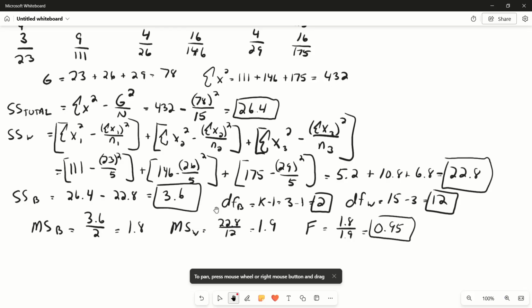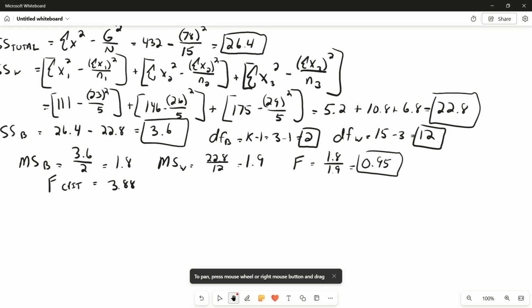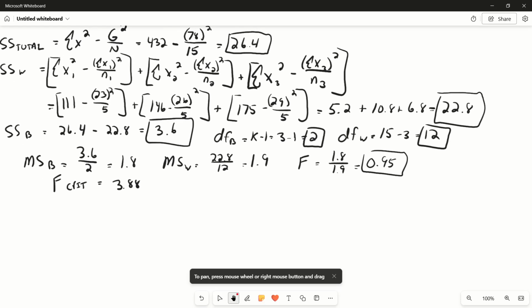And we're back to the whiteboard, 3.88. So the F critical for 2 and 12 degrees of freedom is 3.88. Obviously, our F obtained is 0.95. This obtained value is not more extreme than the critical value. So shockingly, we are failing to reject the null. So here we fail to reject the null because our obtained value is 0.95. Our critical value is 3.88. Obtained value is not greater than the critical value, so we fail to reject the null here.